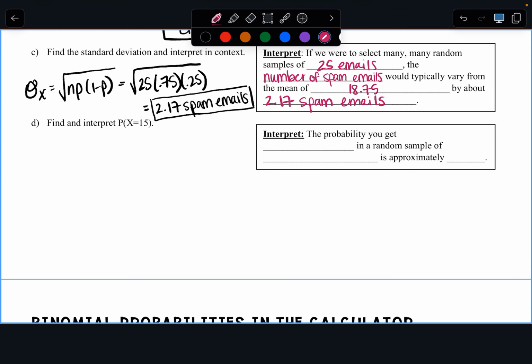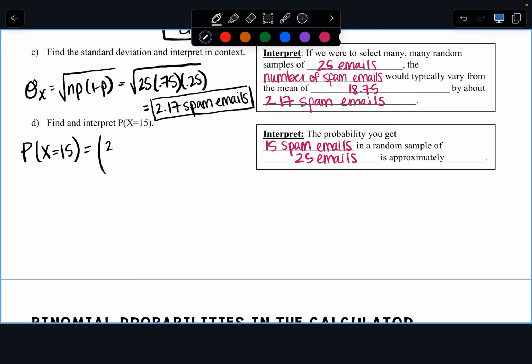So just to kind of put that into words before I find the actual value: the probability you get 15 spam emails in a random sample of 25 emails. That's kind of what I'm looking for when I say, what is the probability of x equals 15? So I'm going to fill in the formula.